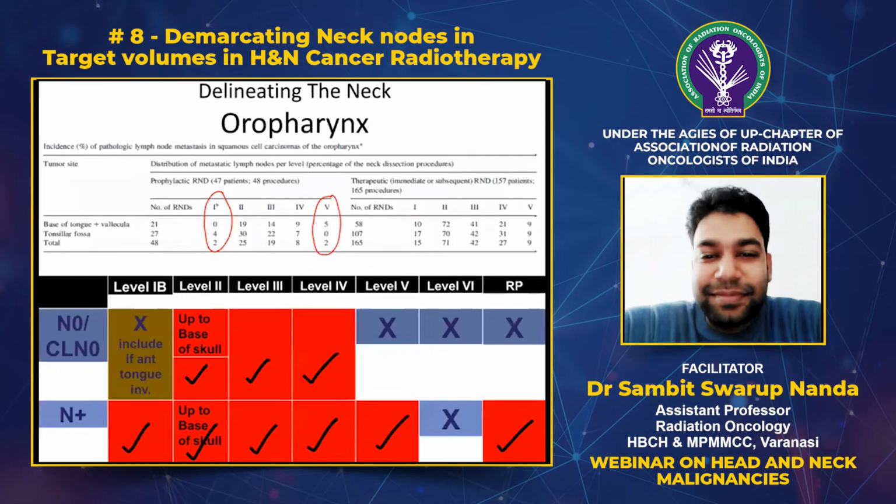So coming to the summary, how to go ahead with the delineation of the neck in case of an oropharyngeal primary.